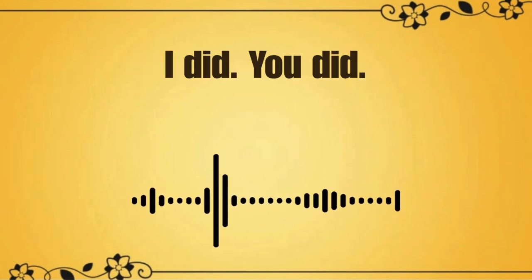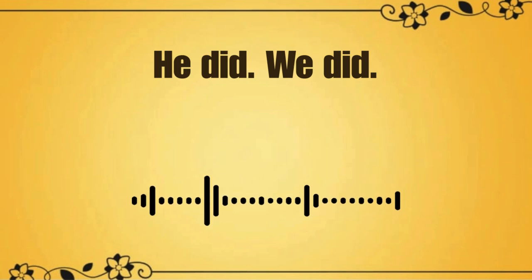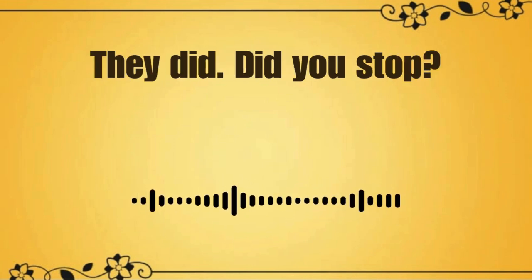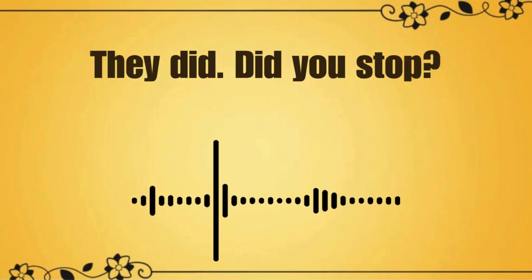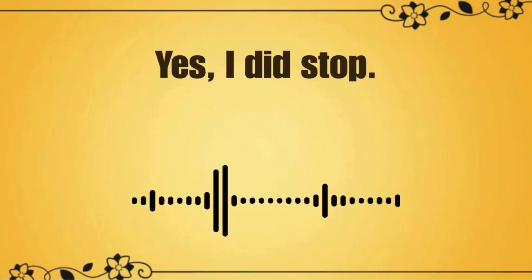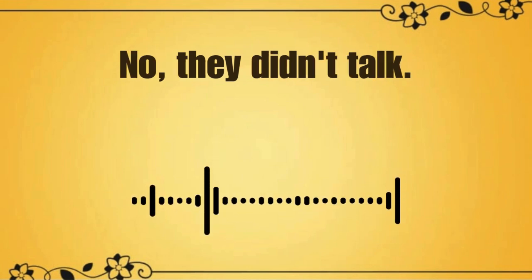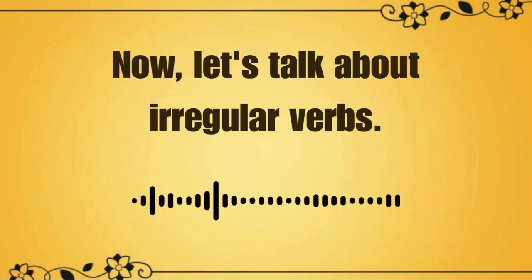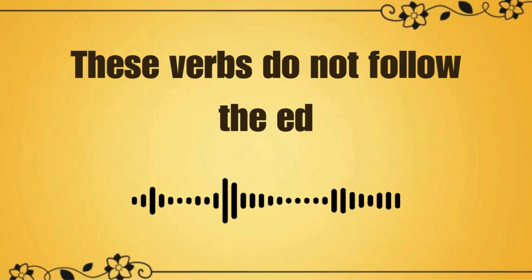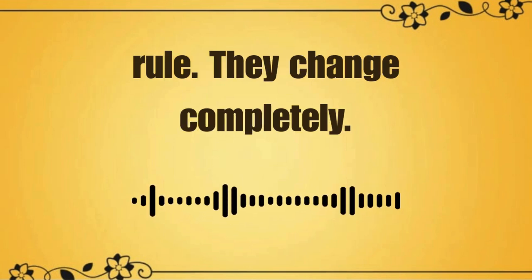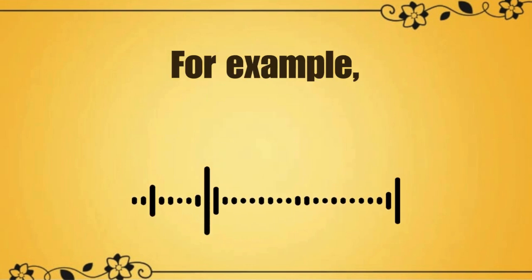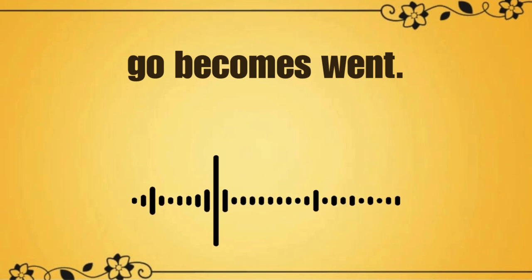I did. You did. He did. We did. They did. Did you stop? Yes, I did stop. Did they talk? No, they didn't talk. Now let's talk about irregular verbs. These verbs do not follow the ed rule. They change completely. For example, go becomes went.